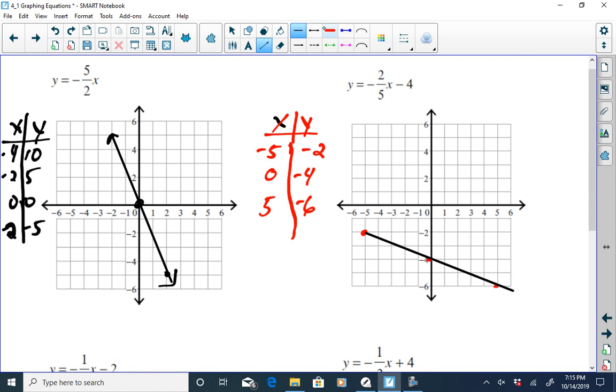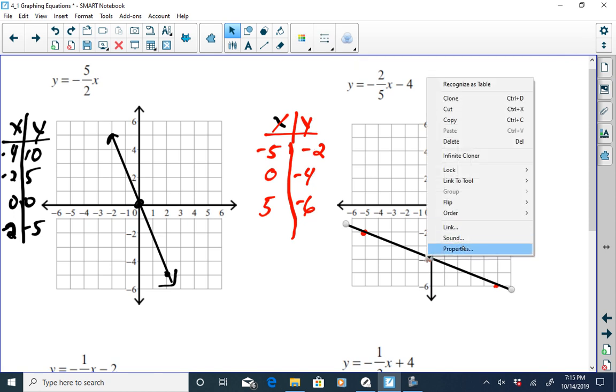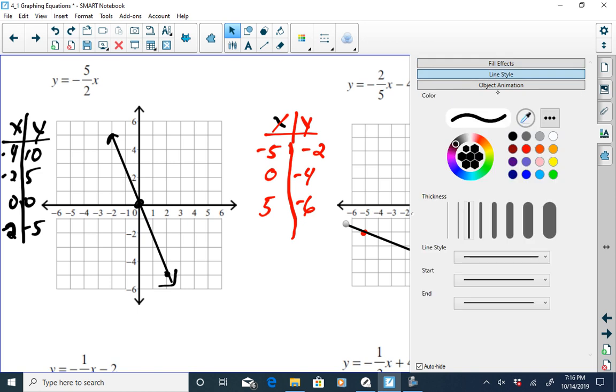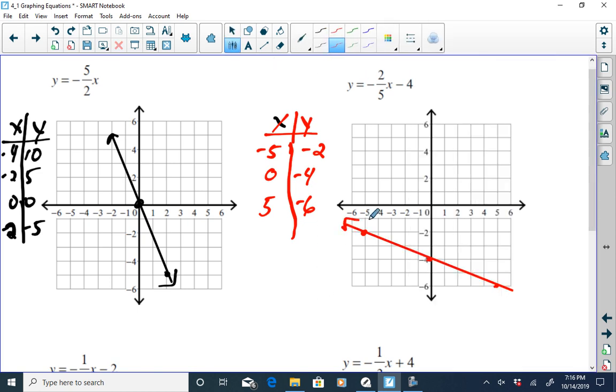So I want to draw that line. I want to extend it. And then I want to put arrows at the ends. Let's put arrows at the ends. And the arrows represent the fact that they will go on forever. Let's make that red. Arrow at the end, arrow at the end. And that's the graph for y is equal to negative 2 fifths x minus 4.